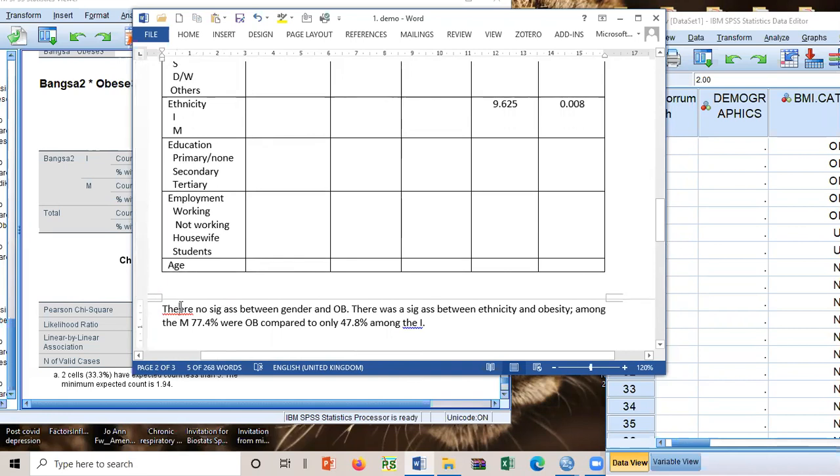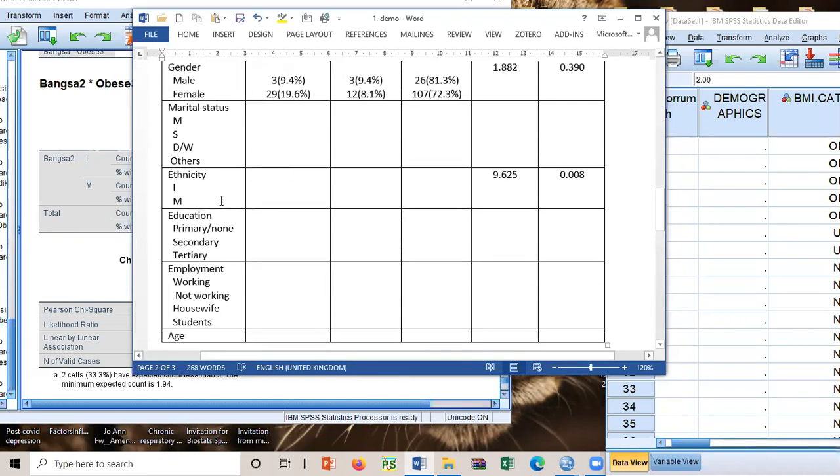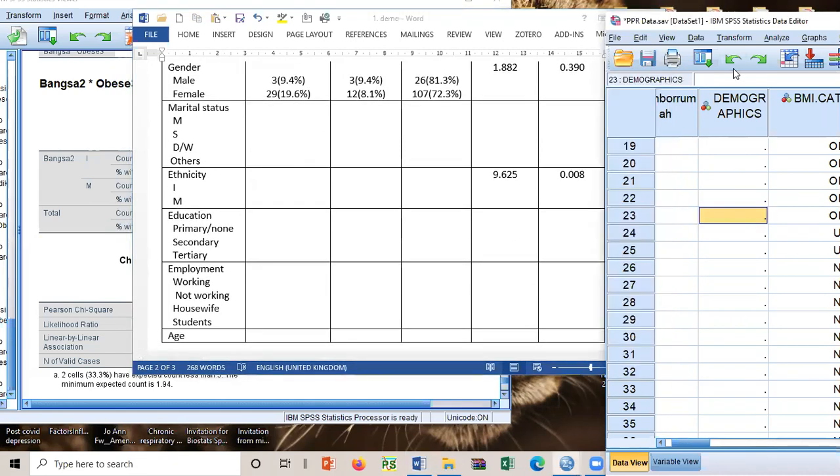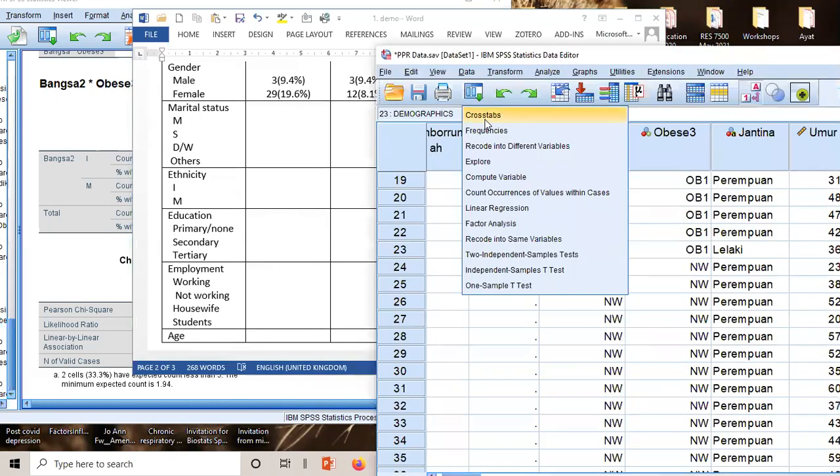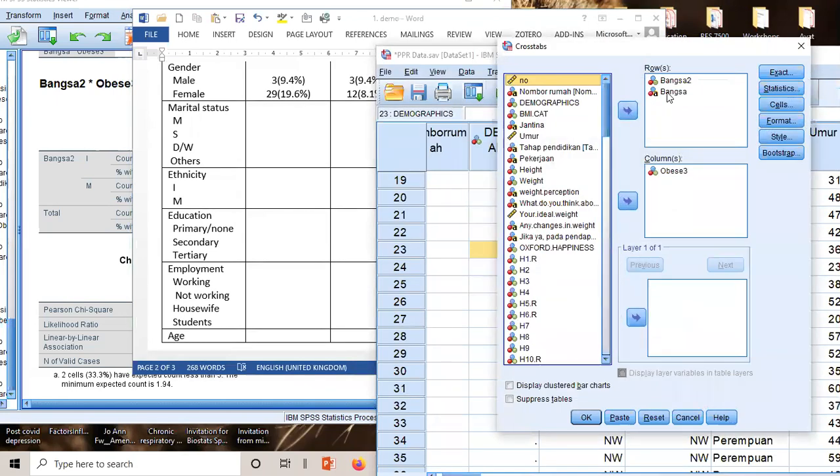Are you okay? Yes, Prof. Right. So as you go on, say other variables, we also saw some very small numbers. Let's run all this again. Already done Bangsa, already changed to only 2 levels. Jantina, okay. Let's try education. It's done. Education and pekerjaan.